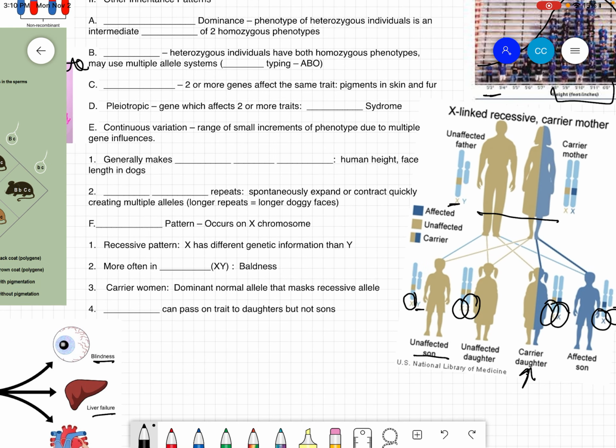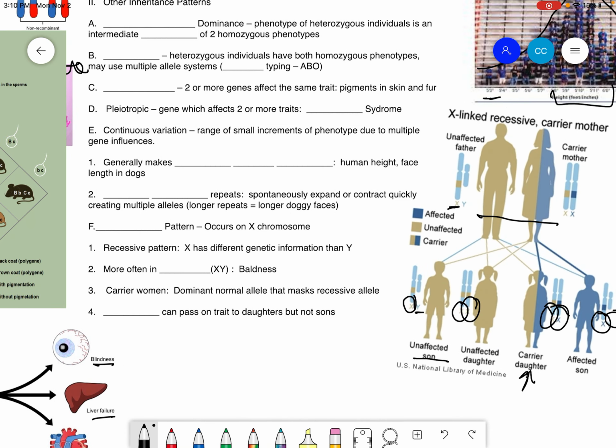So to finish our notes, it's more often found in males. Carrier women have the dominant normal allele that matches the recessive allele, and males can pass on the trait to daughters, but they can't pass it on to sons.